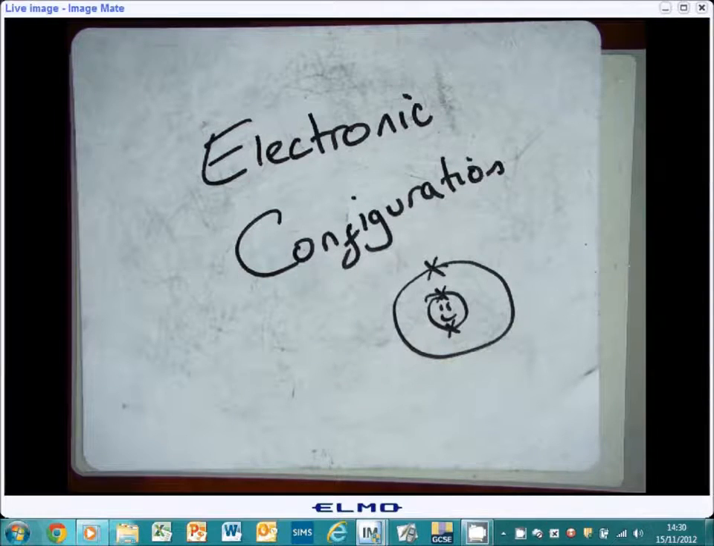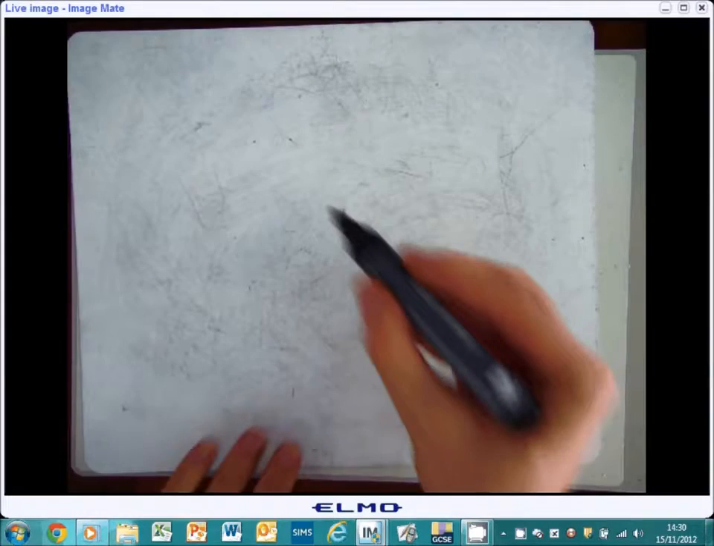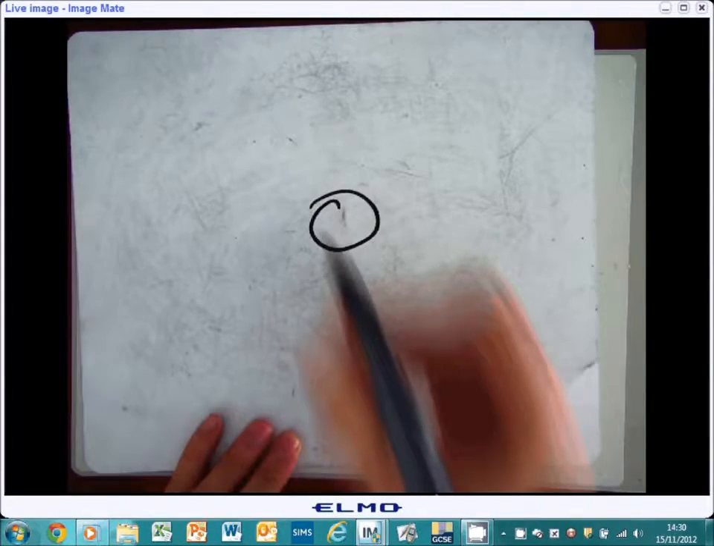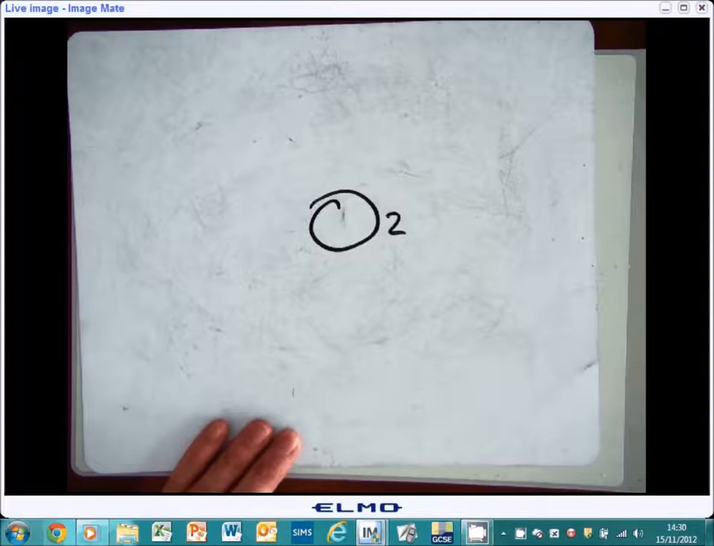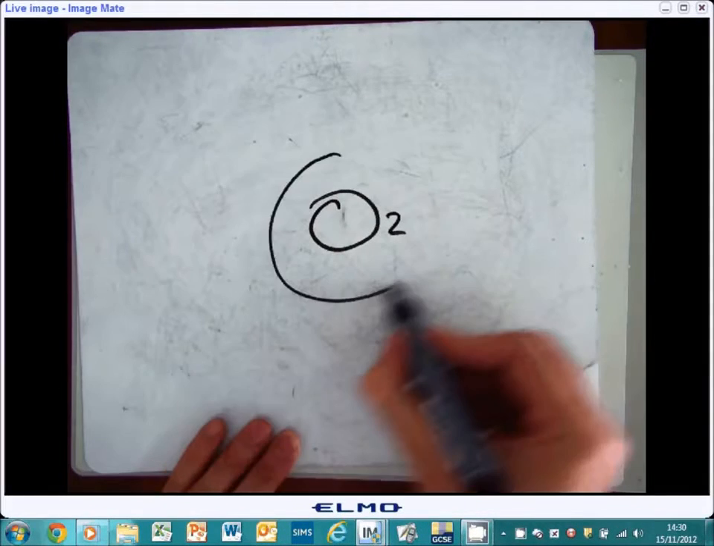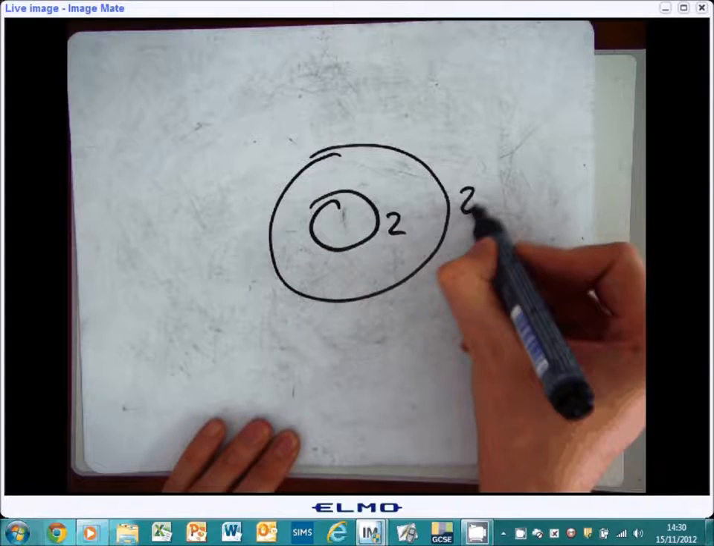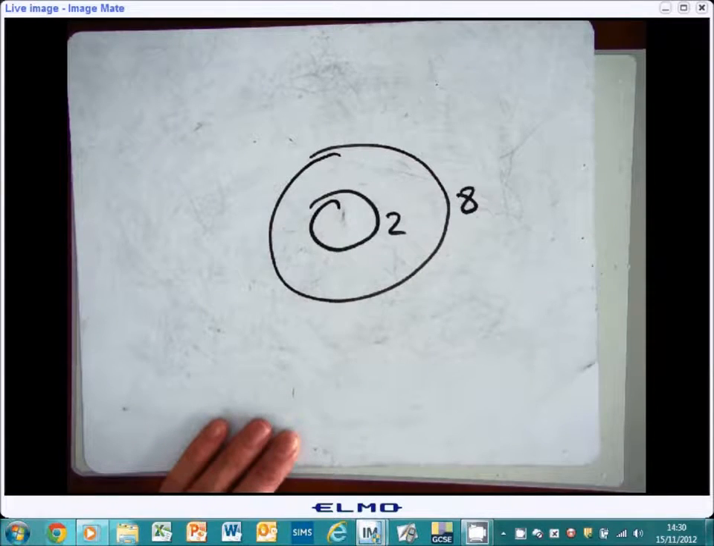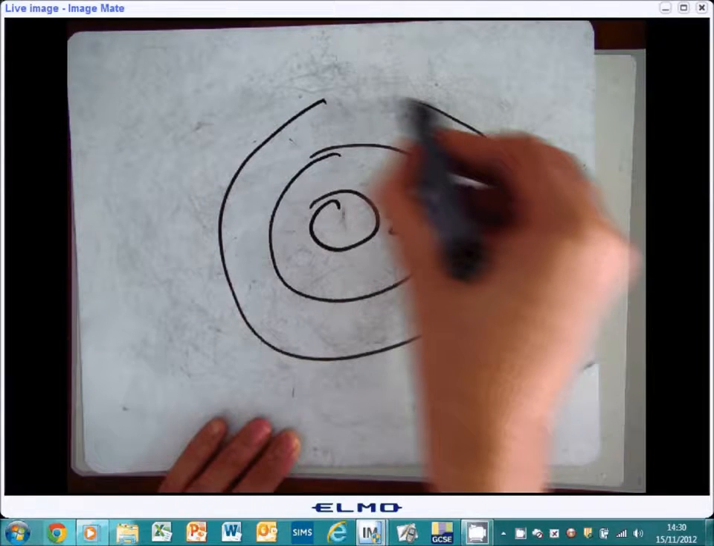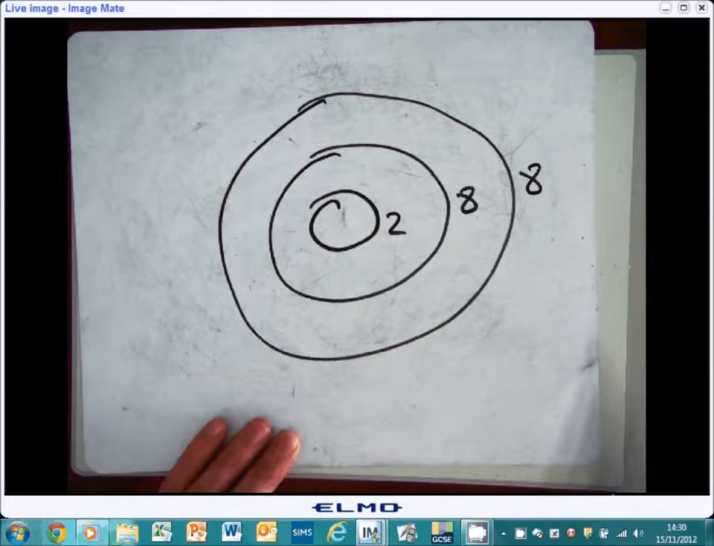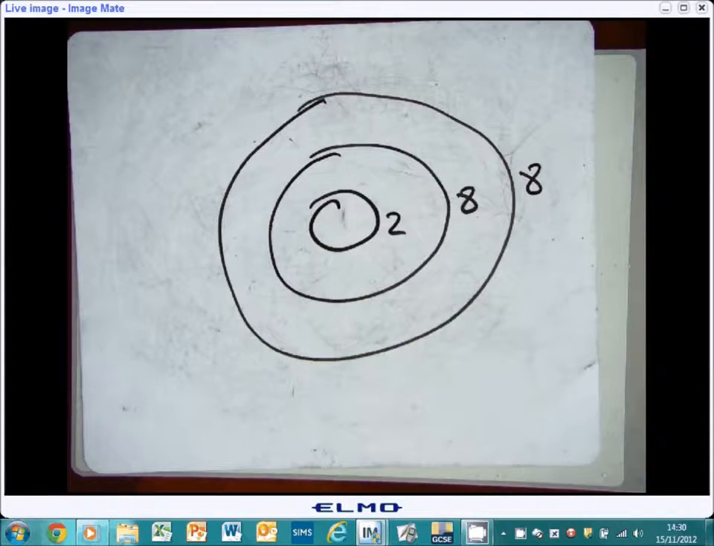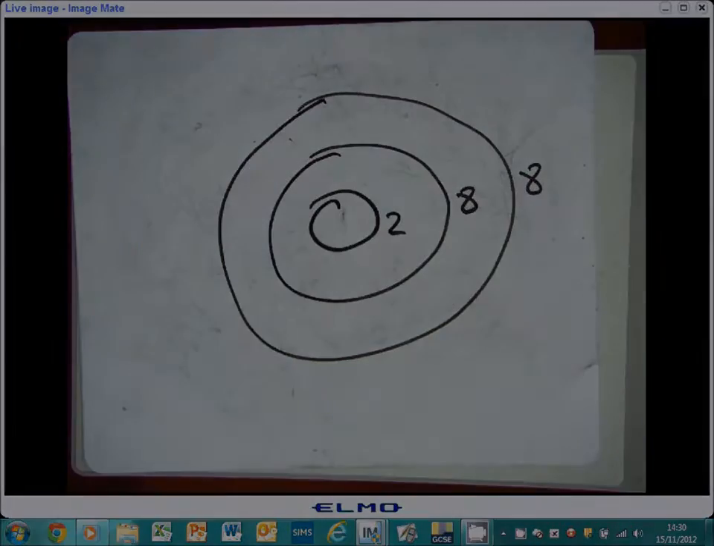Okay, electronic configuration. There are a couple of things you need to know about electronic configuration, which I'm going to go through with you now. Rule number 1. The first shell can contain 2 electrons. Rule number 2. The second shell contains 8 electrons. The third shell, 8 as well. When you go past that, you get up to 18. The fourth shell contains 18, but you don't need to know that for the exam.